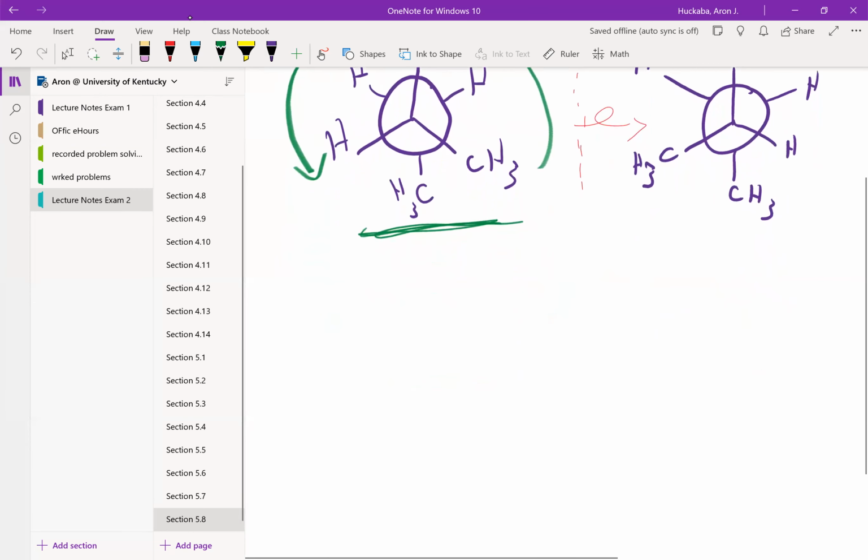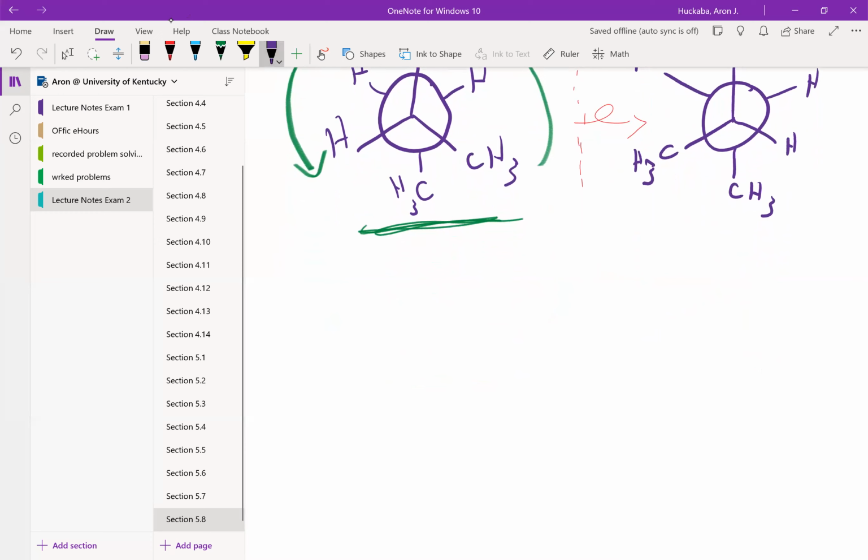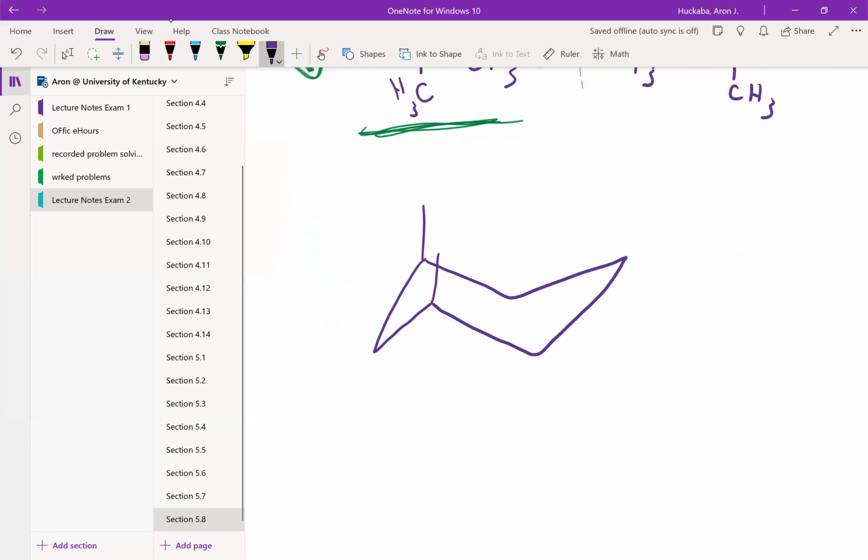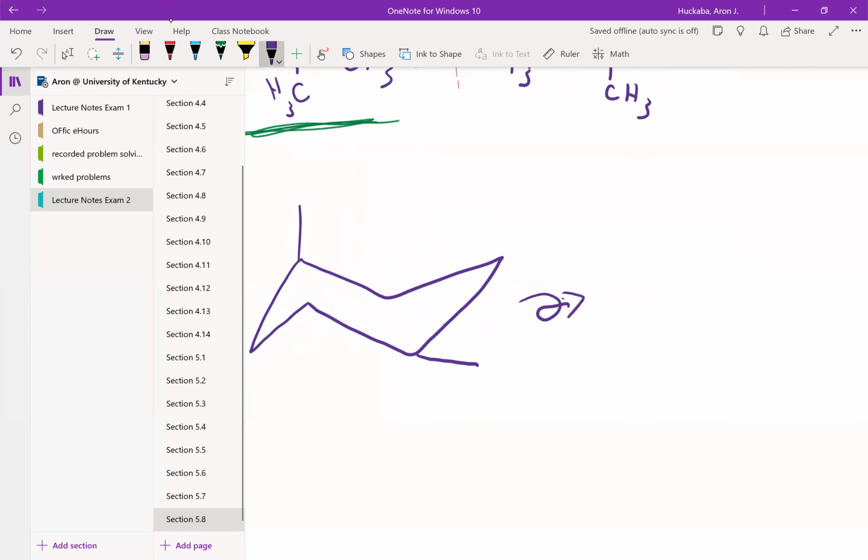So one last example is in a chair conformation. There we are, there's one chair. So if we have, let's say, this molecule, no, not that one, because it has a plane of symmetry. Let's do this molecule. Yes. Okay. If we do a ring flip, and now instead, we have this version of the molecule.